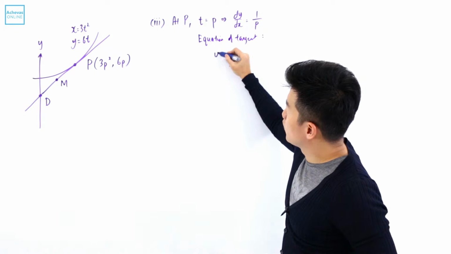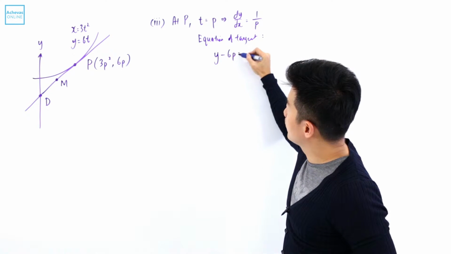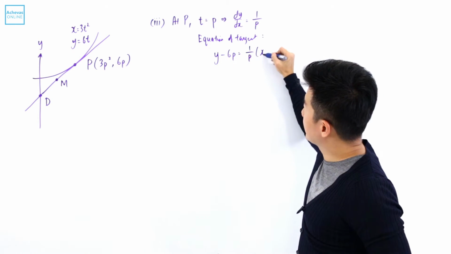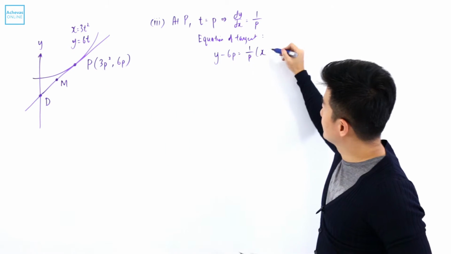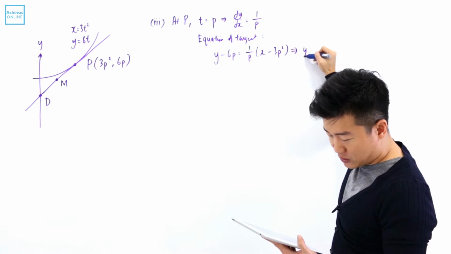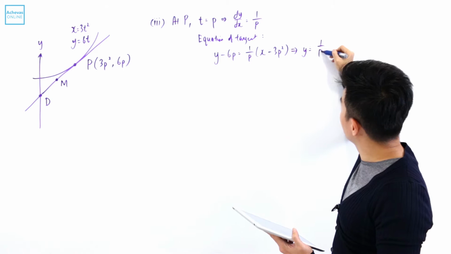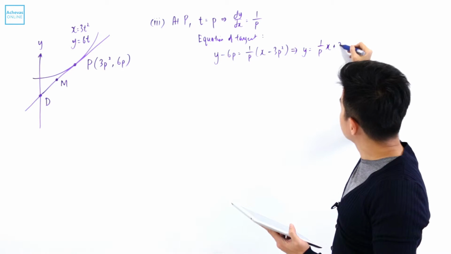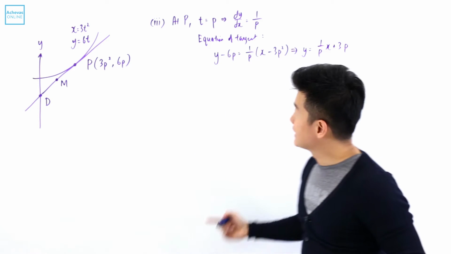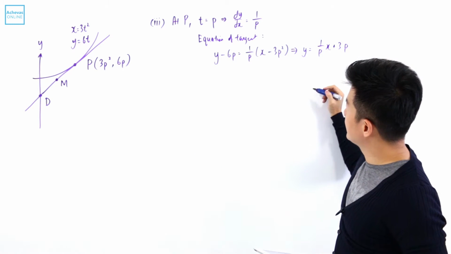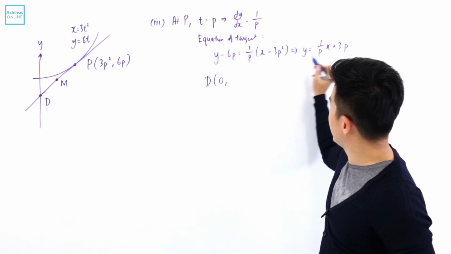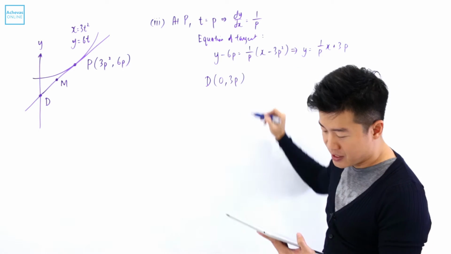It is going to be y minus the y coordinate is equal to the gradient times x minus the x coordinate, which is minus 3p squared. And for this, I'll get y to be equal to 1 over p x plus 3p. With D, which is the y-intercept of this line, that means the coordinates of D must be (0, 3p).